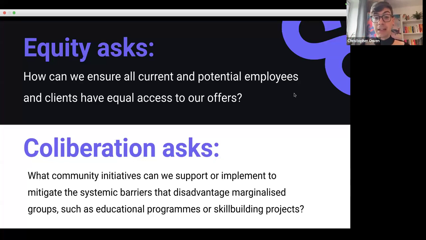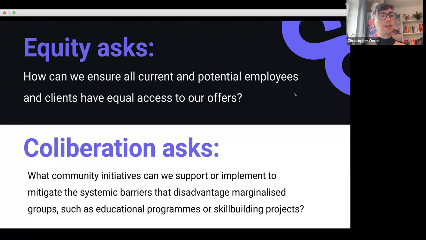Can you implement an educational program or a skill building project? For example, when you're hiring, can you put on some workshops or webinars or a resource on your website on how to succeed in an interview and what you look for in a CV? If there's a skills gap, can you put on some skill building workshops in community centers?